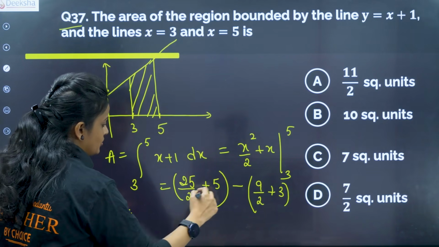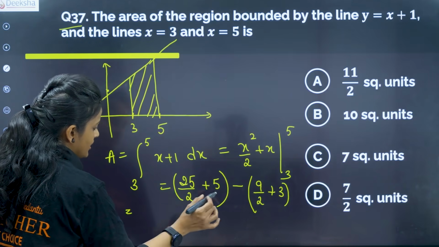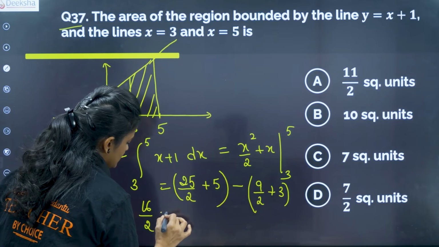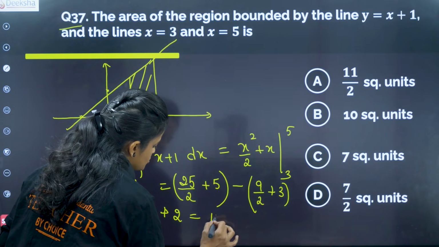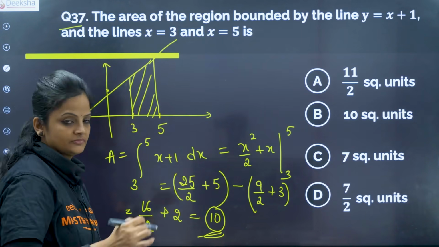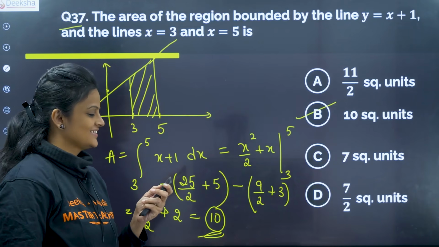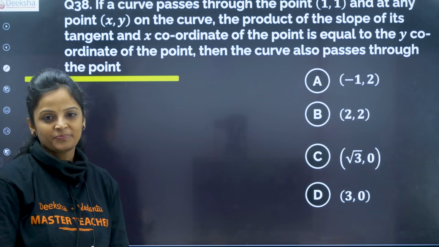First, what we do is simplify the one with by 2. 16/2 is 8. Here 5 minus 3 is 2. 8 plus 2 will be 10. So 10 is in option B, right? Let's see the next question.